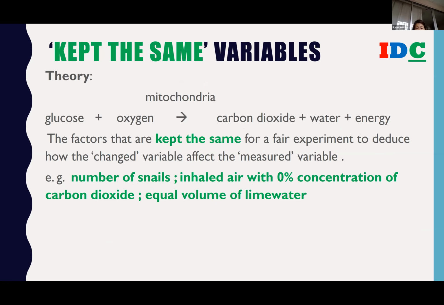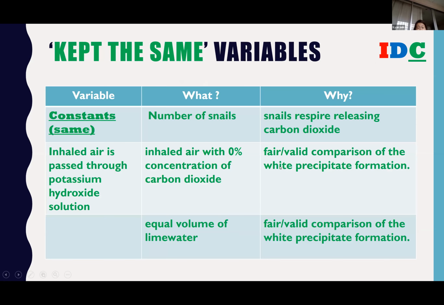Okay, so far so good. Let's move on. You can see that the constant variables are: the inhaled air must be free of carbon dioxide, the number of snails, and the equal volume of lime water. This will prove to me that everything is fair, and that the product we're measuring is finally all from the snail.